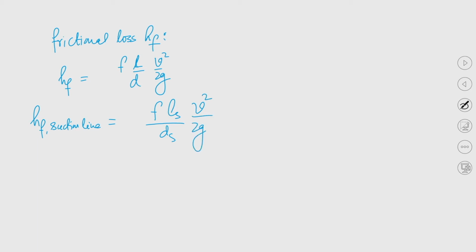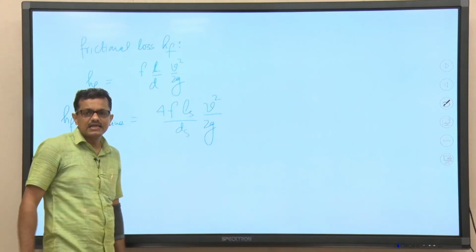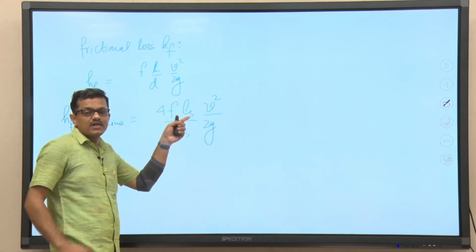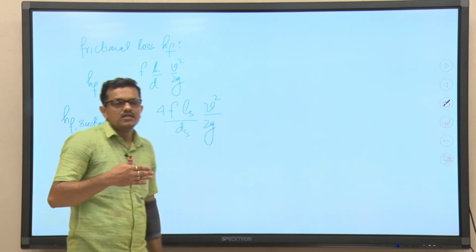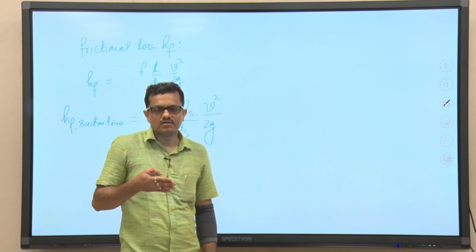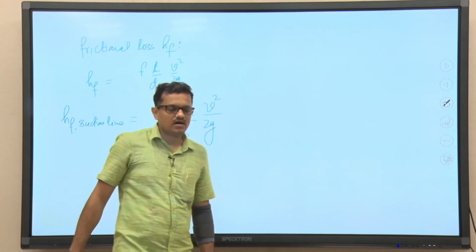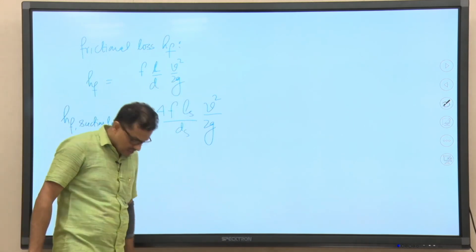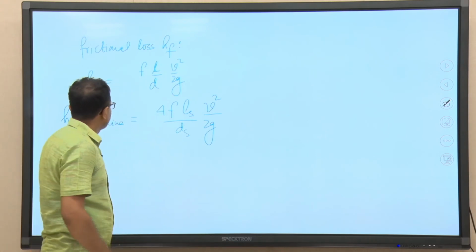Probably I discussed in one of the previous classes that if we take 4F, there is nothing wrong with it. All other conditions remain identical, but by taking 4F we are trying to mimic the losses due to friction very close to the real ones. So, we can consider 4F.